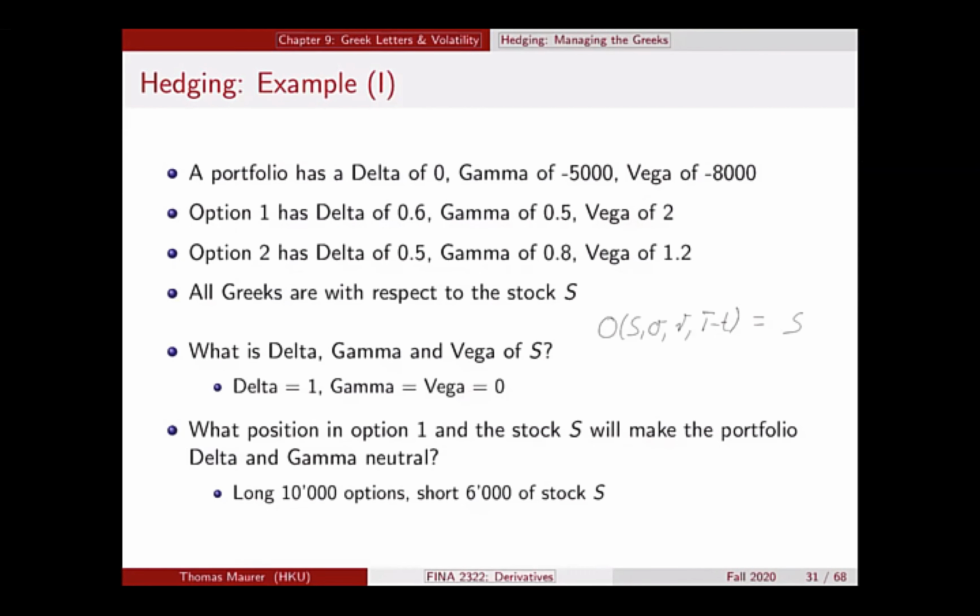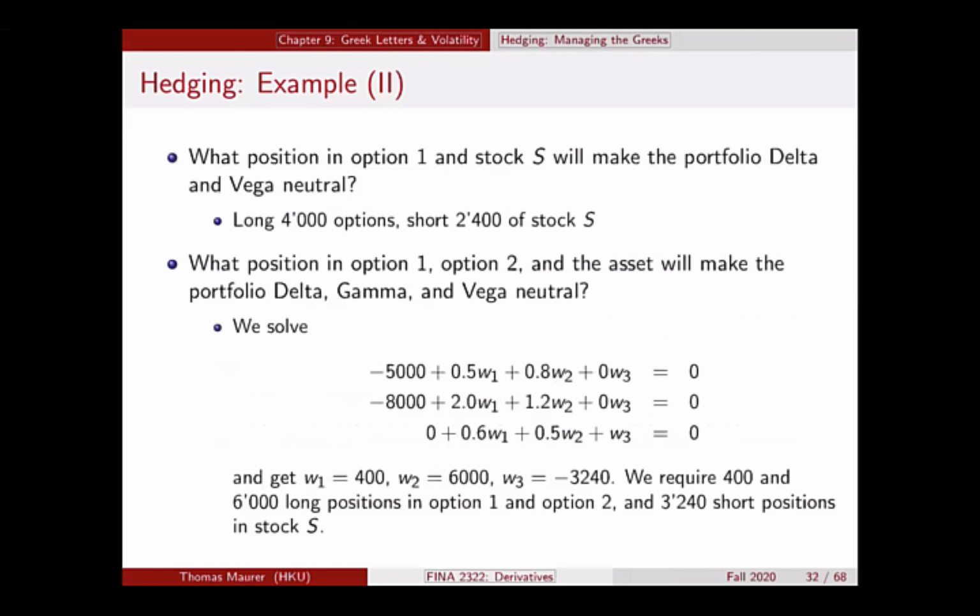Now, if I do buy these 4,000 options, then my delta changes to 4,000 times 0.6, which is 2,400 delta. And so to offset that, I want to short sell 2,400 units of the stock. So now that overall portfolio, the old portfolio plus adding 4,000 options of type number 1 and short selling 2,400 units of the stock, will make sure that both delta and Vega are equal to 0.